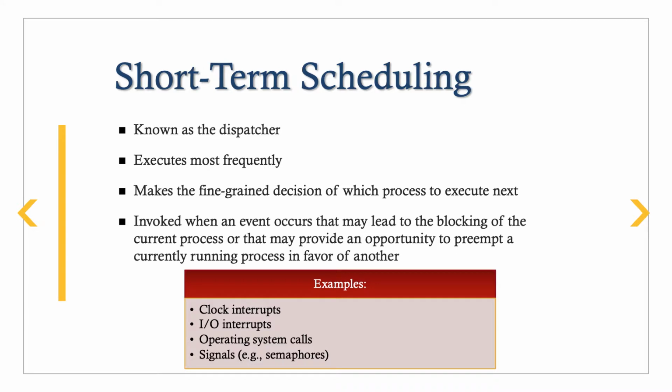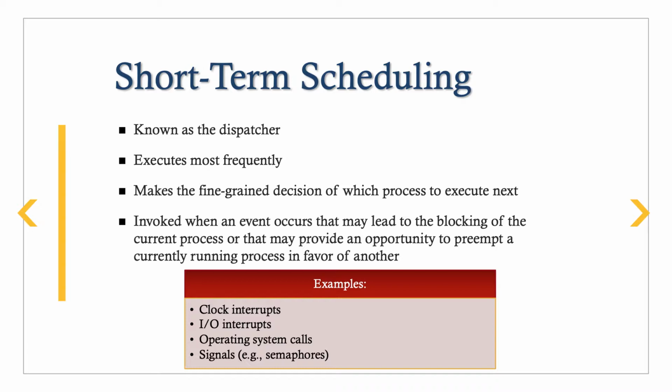Short-term scheduling is also known as the dispatcher. Okay, so you're going to hear that term a lot, so we want to make sure that we understand that when we hear about the dispatcher, we're talking about short-term scheduling. This is what executes most frequently and makes the fine-grained decision on which process to execute next. And what that means is it looks at everything that's basically in the ready state and says, well, which of the processes that are ready to execute do I put on the CPU next?